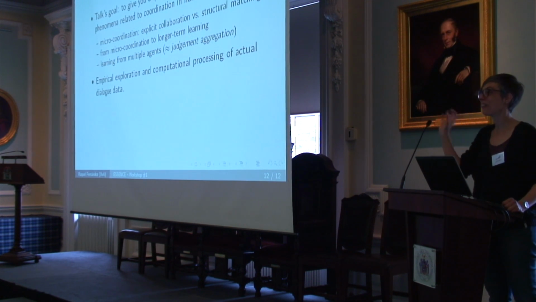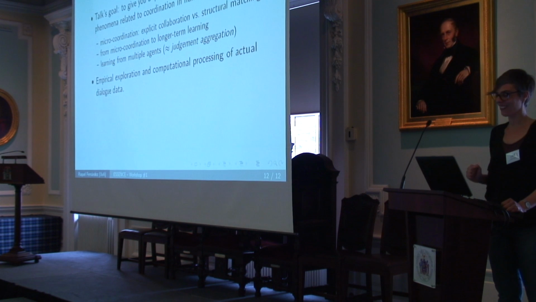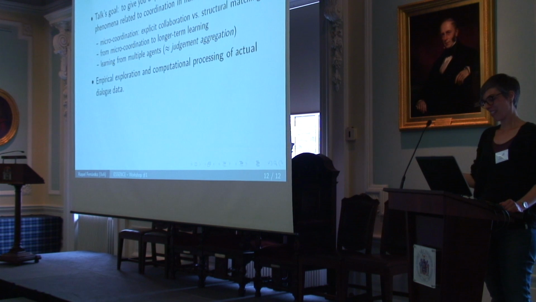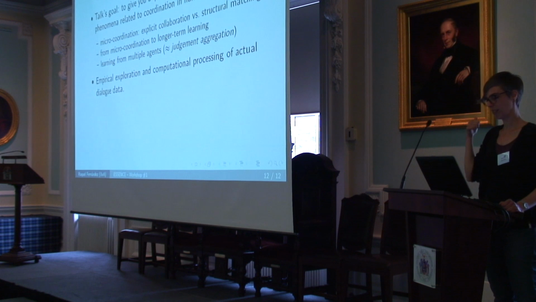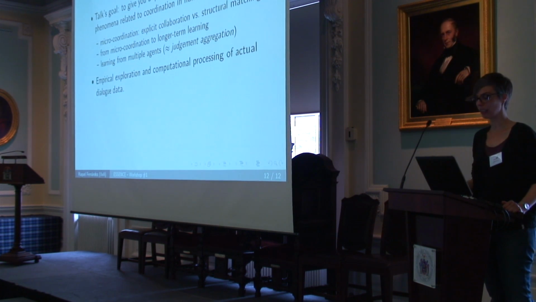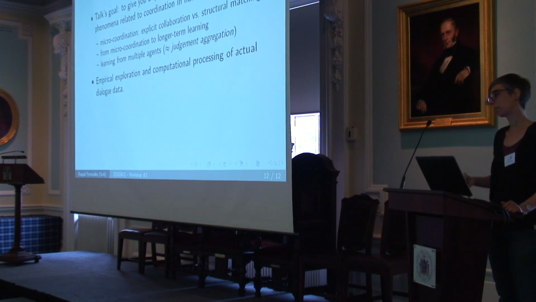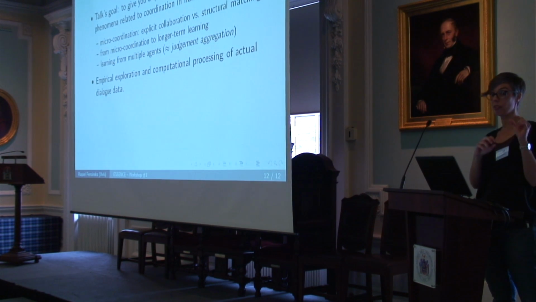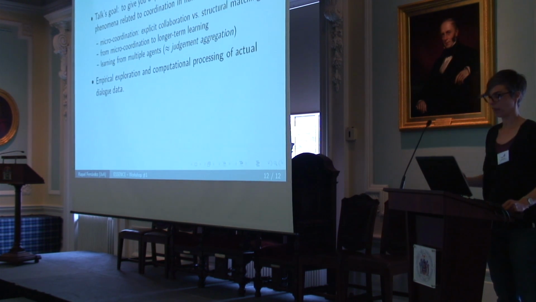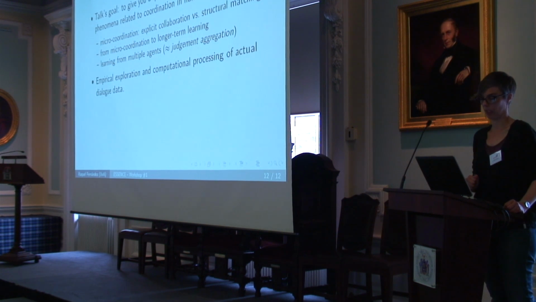I hope that at least you've got an idea of some possible phenomena that are interesting when you look at human-human dialogue in connection to coordination. So, micro-coordination, really at the level of one conversation, just turn by turn, that can be either more explicit or more at the level of structure, at the external level. Questions of how this micro-coordination may lead to changes that are more permanent, and how this can be put together with information that comes from a variety of agents.